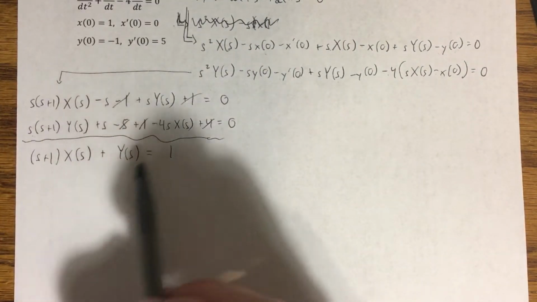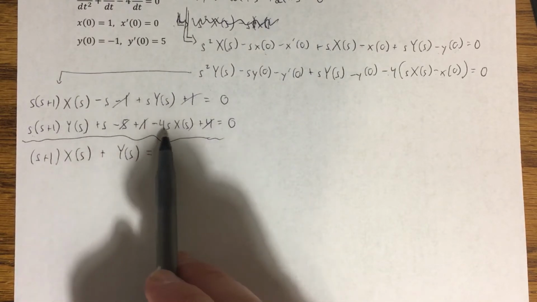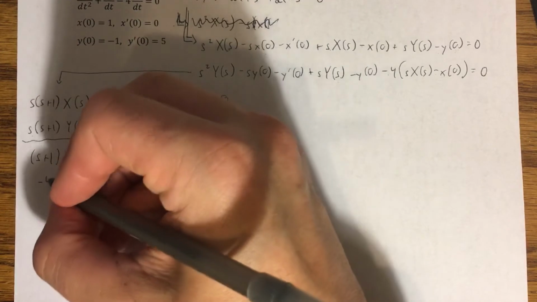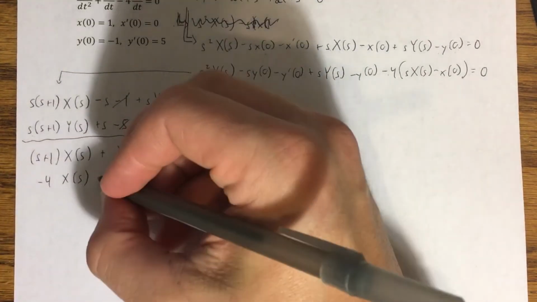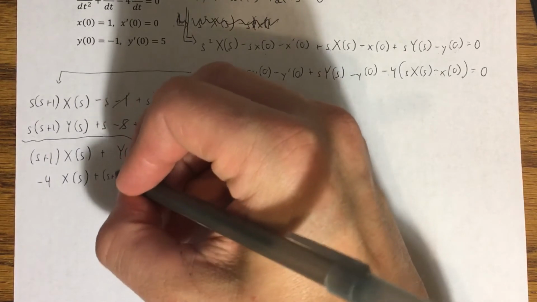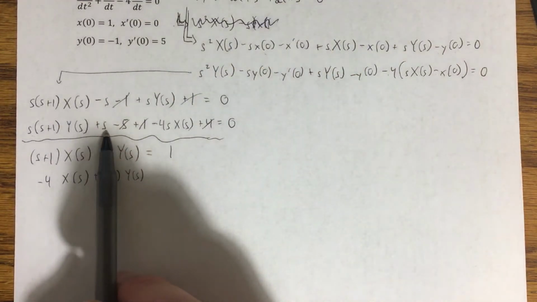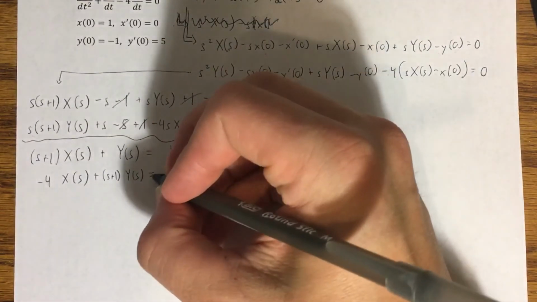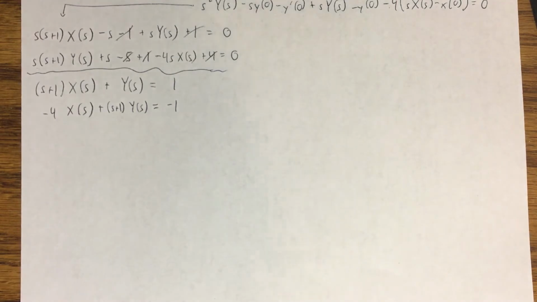Here we're going to have, let's have the x term show up first so things line up. Dividing that by s gives me negative 4 x of s plus (s+1) y of s. And again, I would have divided that by an s, giving me a 1. Subtracting it over gives me a negative 1. Okay, so that actually simplified things down a whole lot.